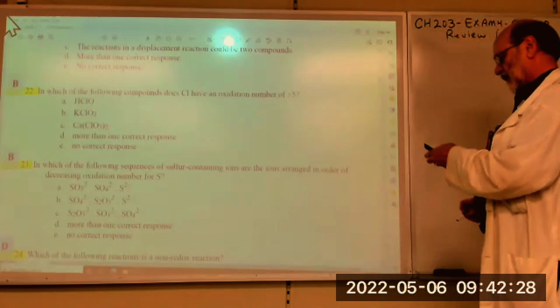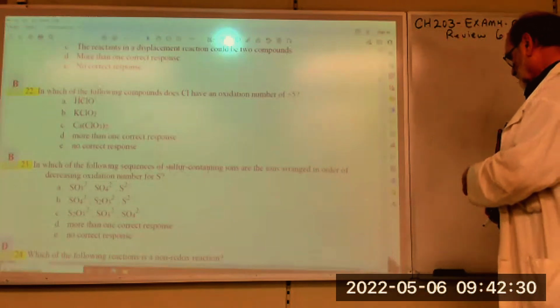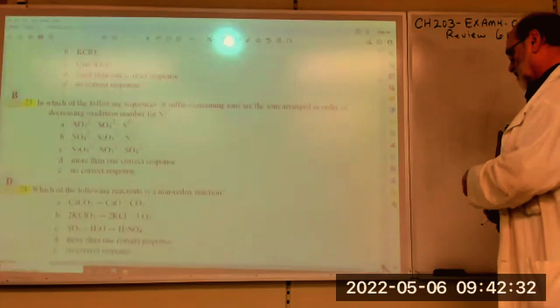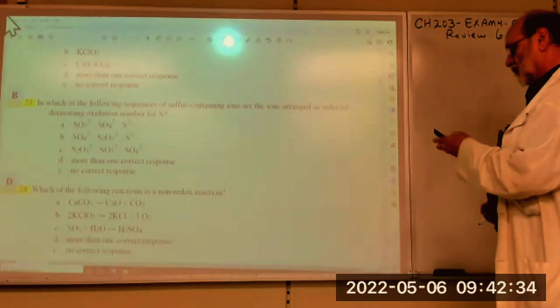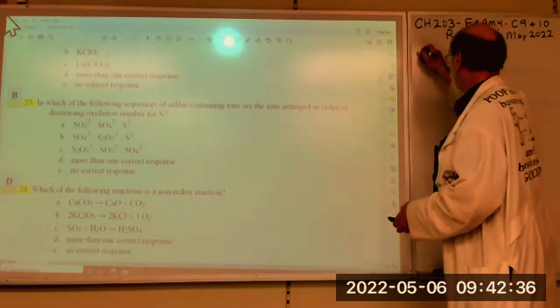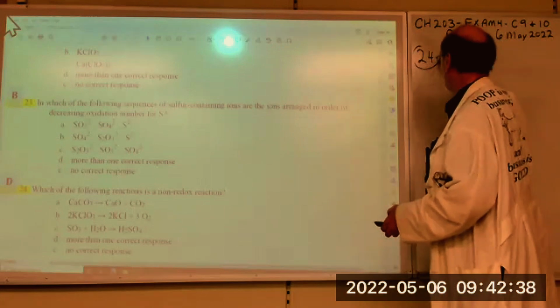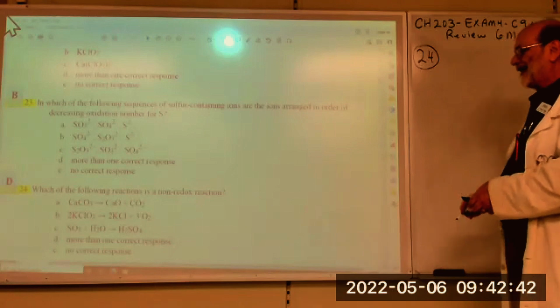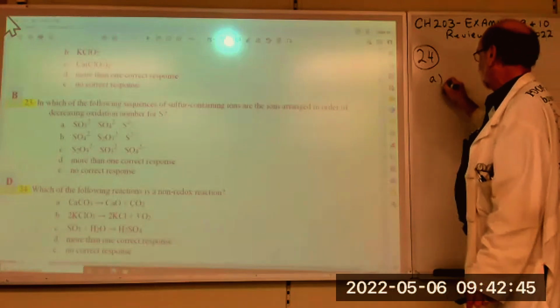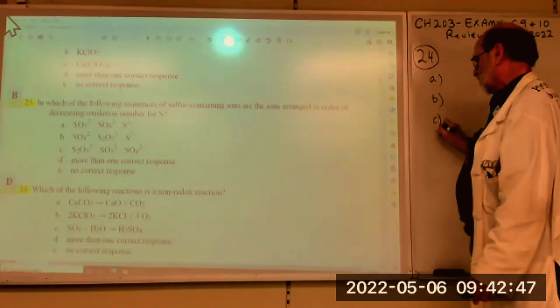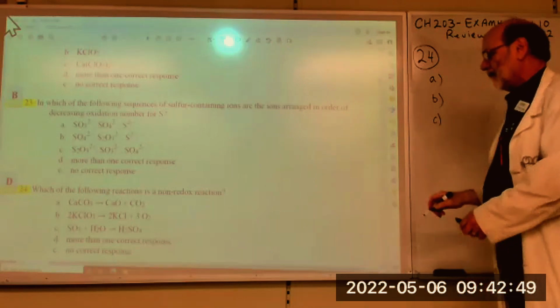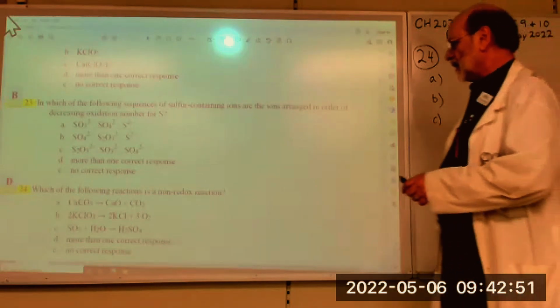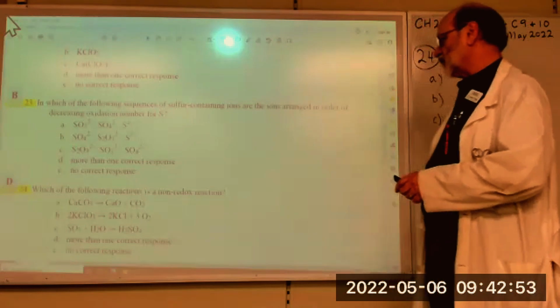Okay, 24. Which of the following reactions is a non-redox reaction? Okay. So I'll just use this to tally. Calcium carbonate yields calcium oxide and CO2.